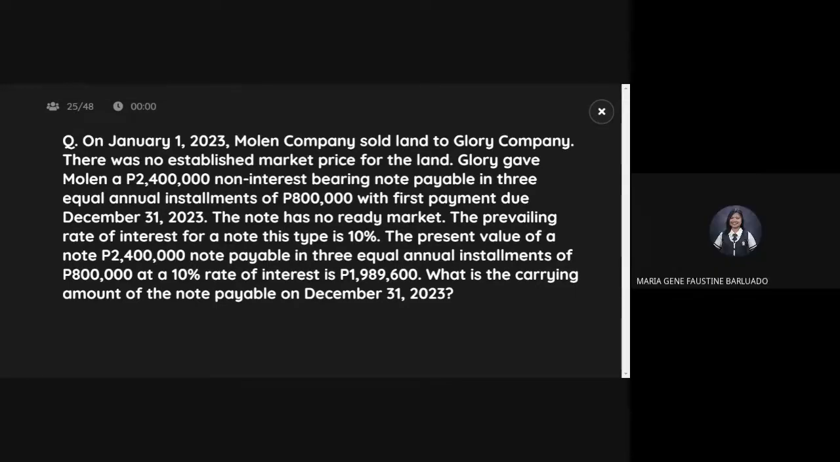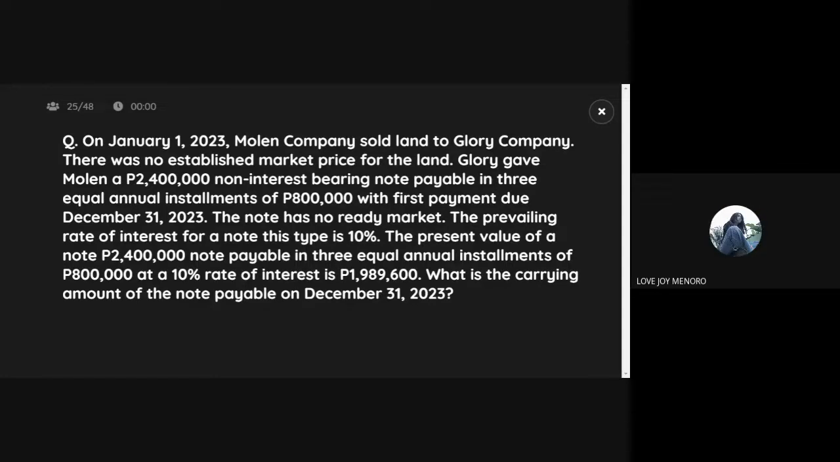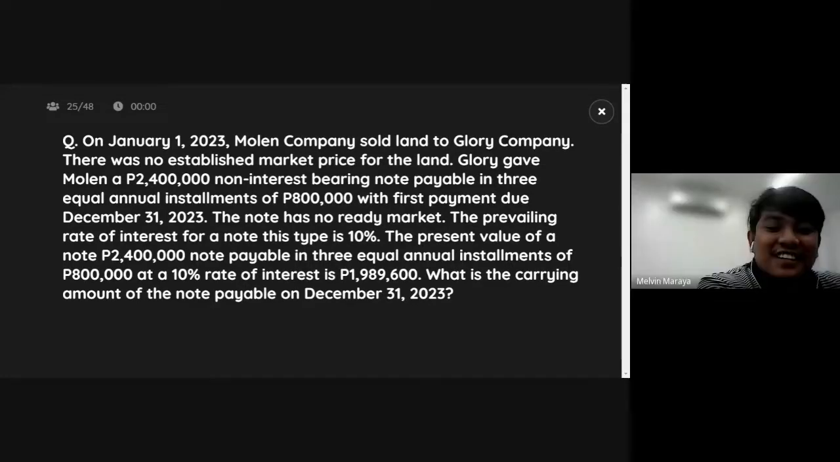1,600,000. Yes, na-compute natin. So, i-deduct nyo. Magkano yung remaining carrying value as of December? 1,885,600. 560. Oh, di ba?